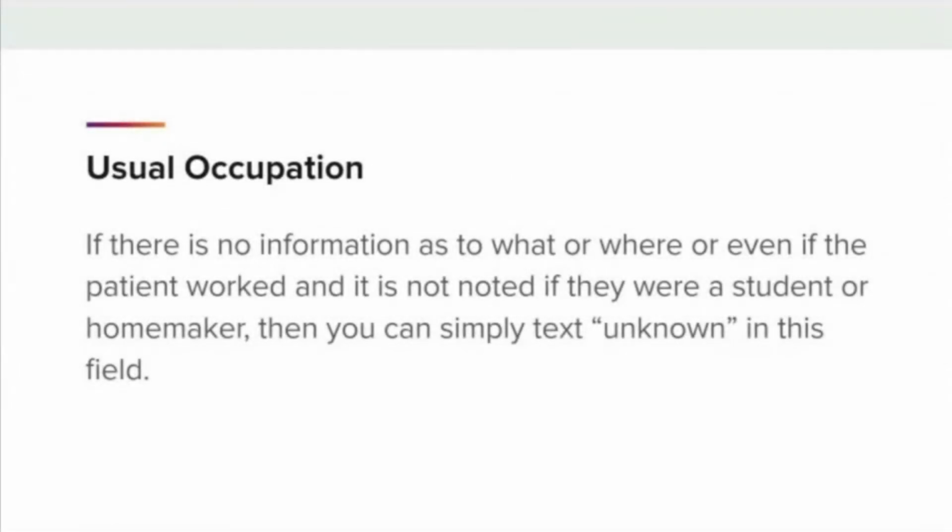At this point, you may be asking, so what do I do if there's no information in the EMR as to what the patient did for a living? If that's the case, then our instructions per NAACCR state, if it's not noted that they are a student or homemaker, then you can simply text unknown. If the patient had never worked and you find it noted that they were a student or a homemaker, then you can simply text that to the field.